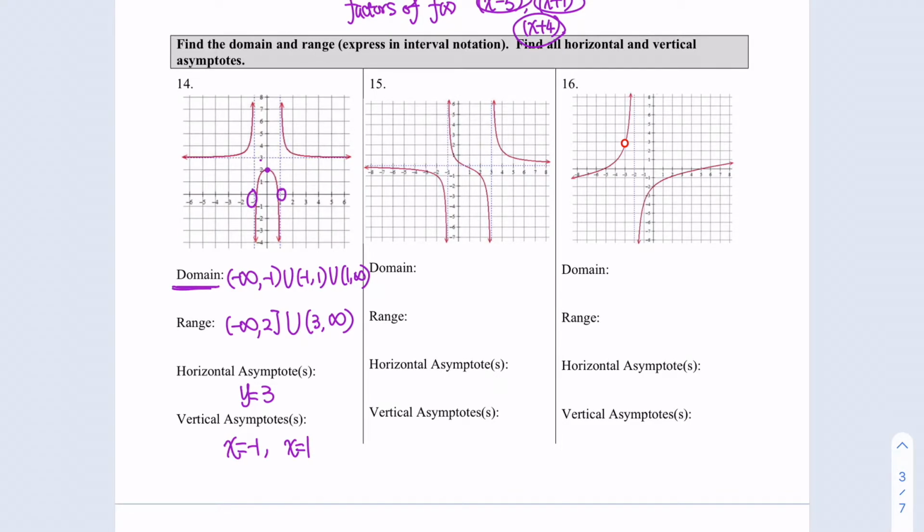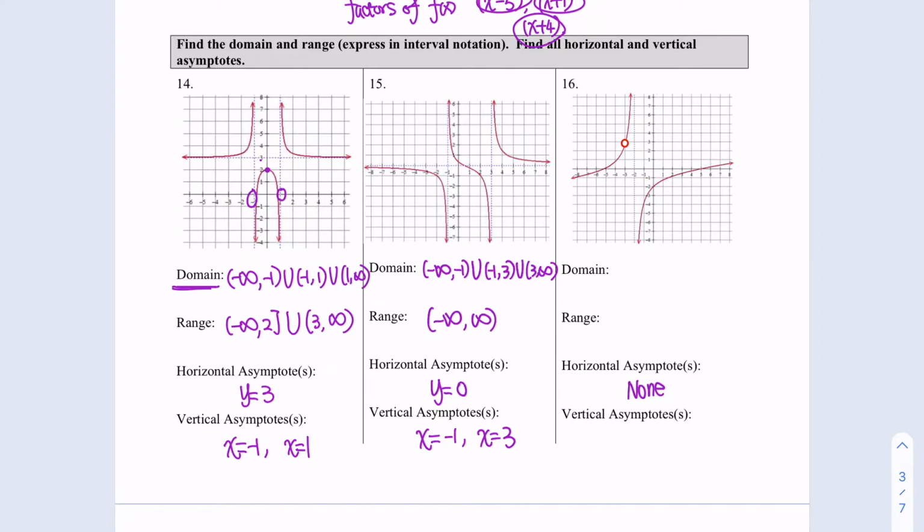Number 15, the horizontal asymptote, y equals 0. Vertical asymptote, x equals negative 1 and x equals 3. So the domain will be negative infinity to negative 1, negative 1 to 3, and 3 to infinity. And the range, if you look at the graph, in the y direction, it has everything, negative infinity to positive infinity. Number 16, there is no horizontal asymptote.